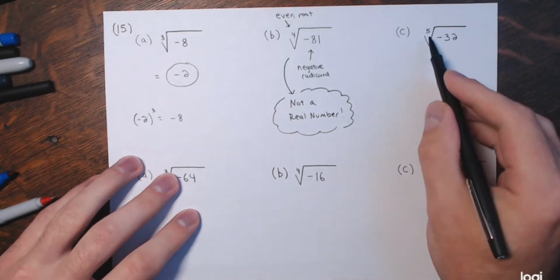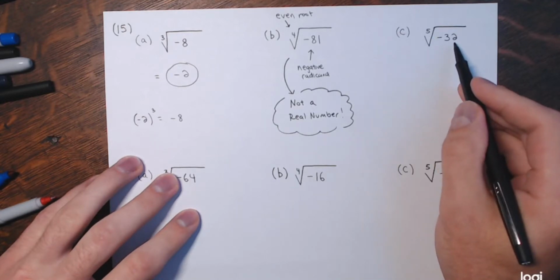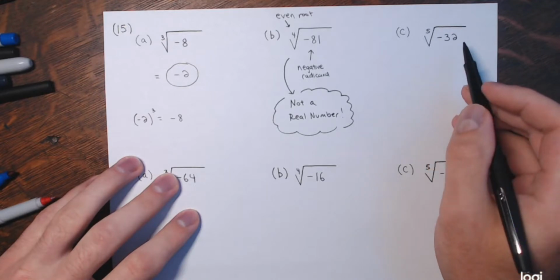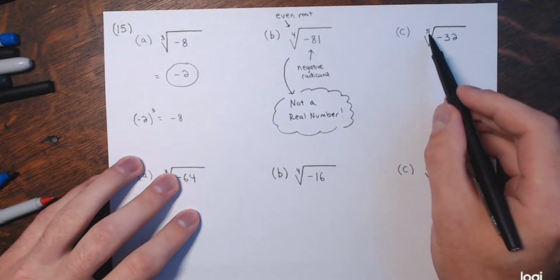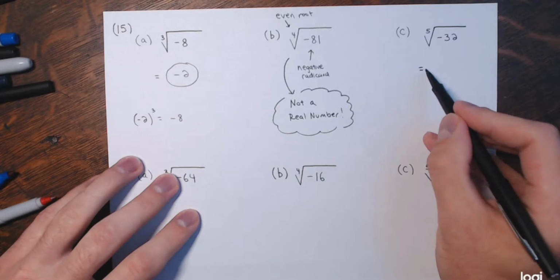Now the next one's an odd root. Fifth root you can do. Fifth root of positives, fifth root of negatives, totally fine. What's the fifth root of -32? That would be -2.